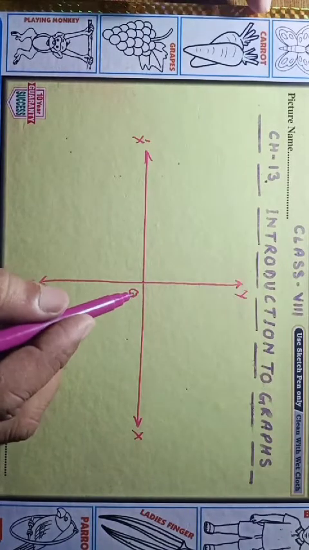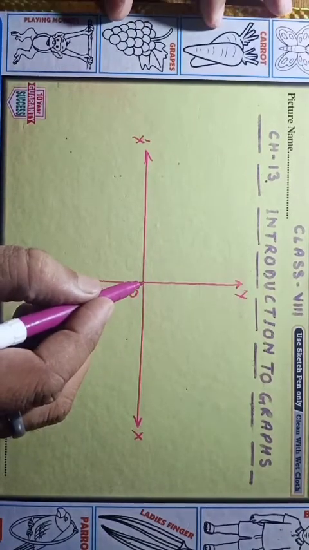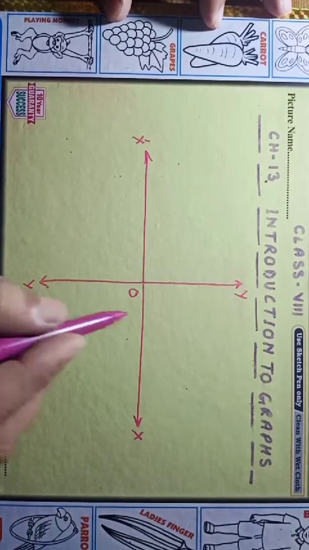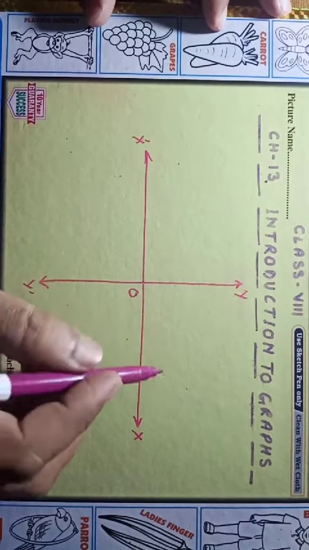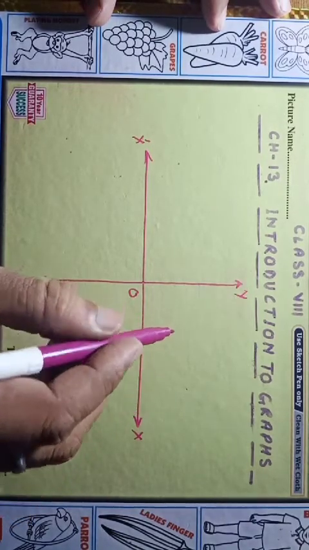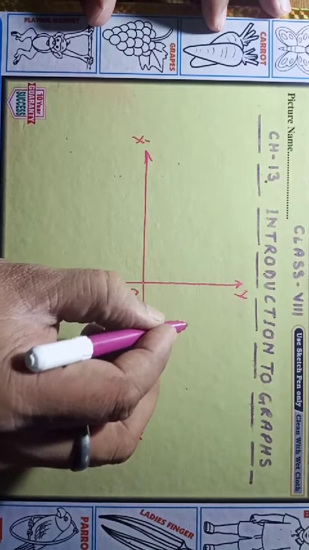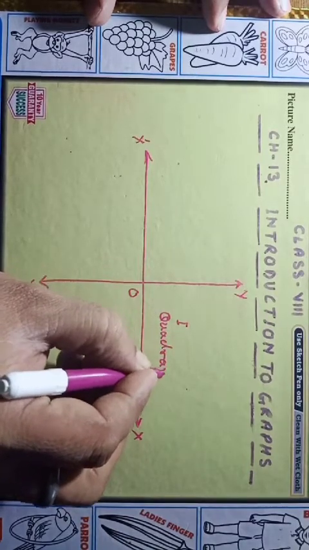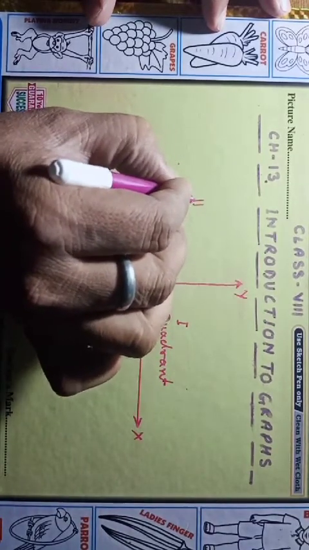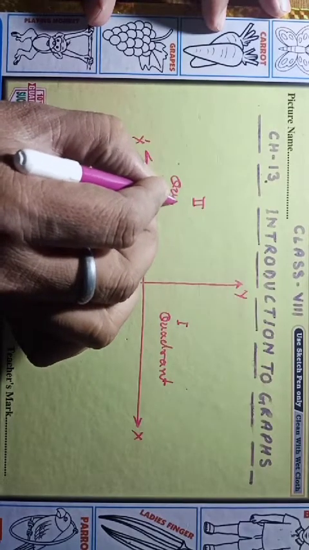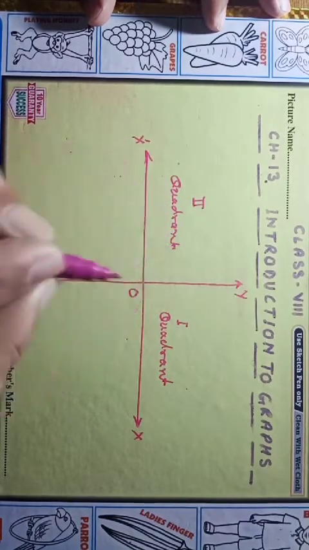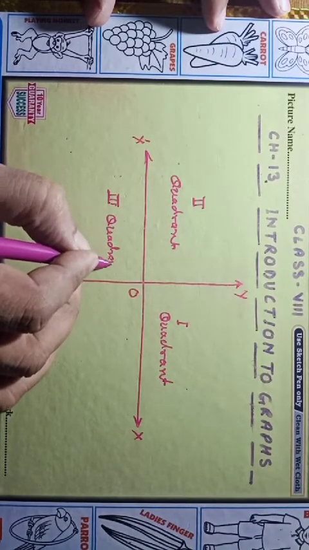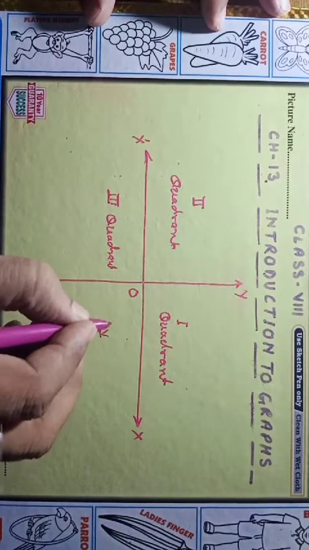Now the point O is called origin. Here OX, OY, OX dash, OY dash, these axes divide the plane into four parts. This part is called the first quadrant, this is the second quadrant, this is the third quadrant, and this part is the fourth quadrant.